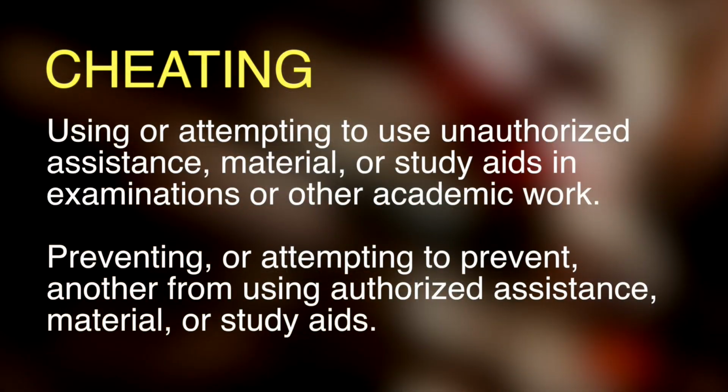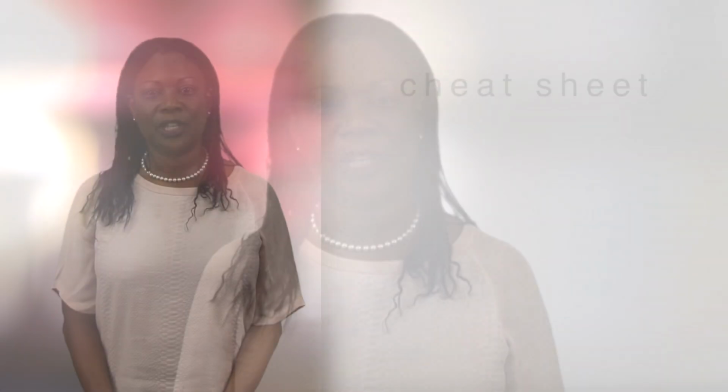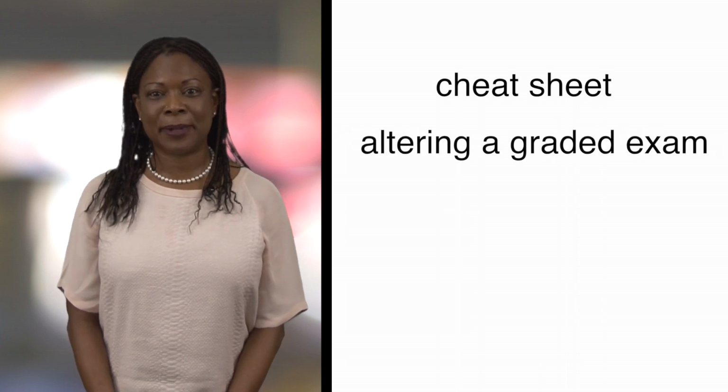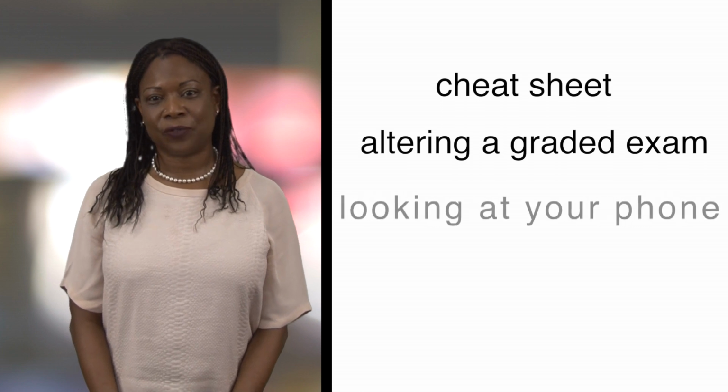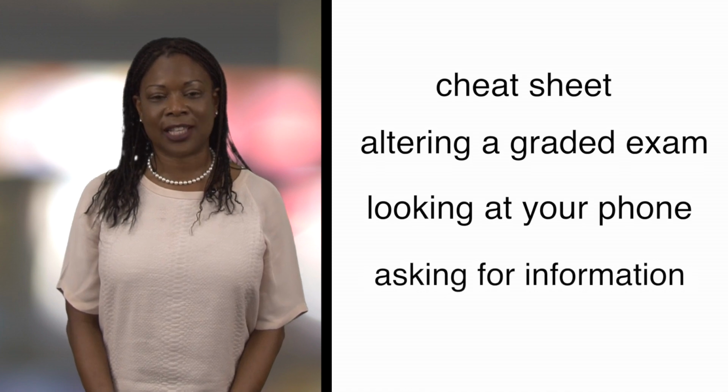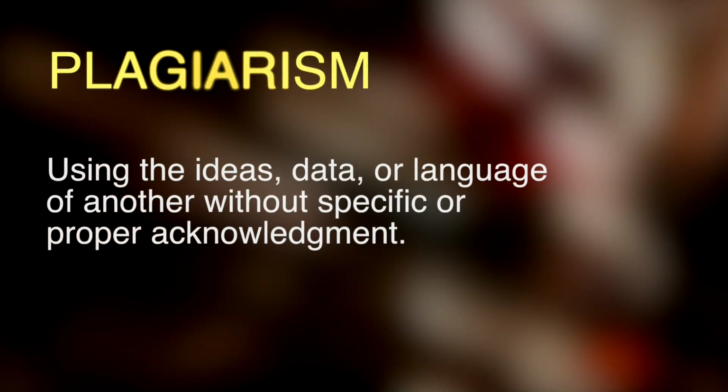Cheating consists of using or attempting to use unauthorized assistance, material, or study aids in examinations or other academic work. Cheating also consists of preventing or attempting to prevent another from using authorized assistance, material, or study aids. Examples of cheating include using a cheat sheet on a quiz or exam, altering a graded exam and submitting it for a better grade, looking at your phone during a test to look up answers, asking a classmate for information on a take-home exam.